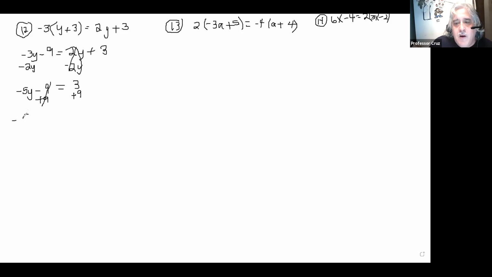So -5y is equal to 12. And that's one of the things I heard out there was when we divide both sides by 5, negative. Okay, so there we go. All right, any questions about that one?